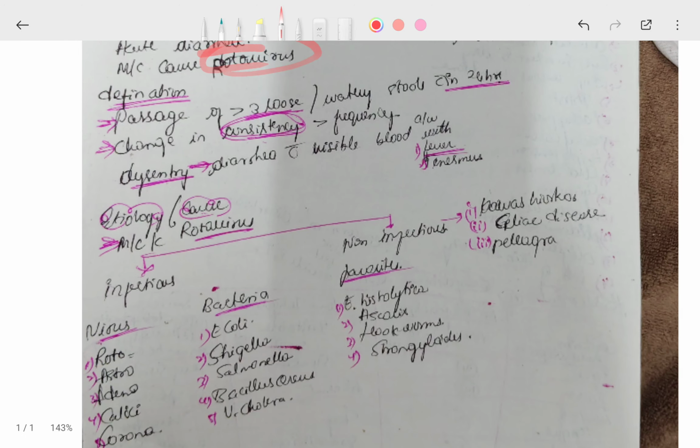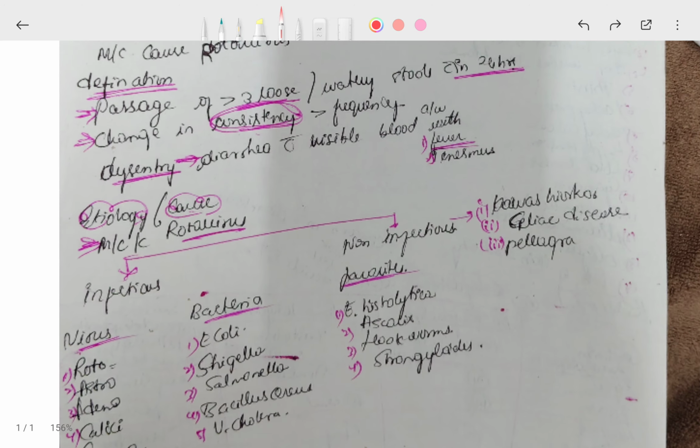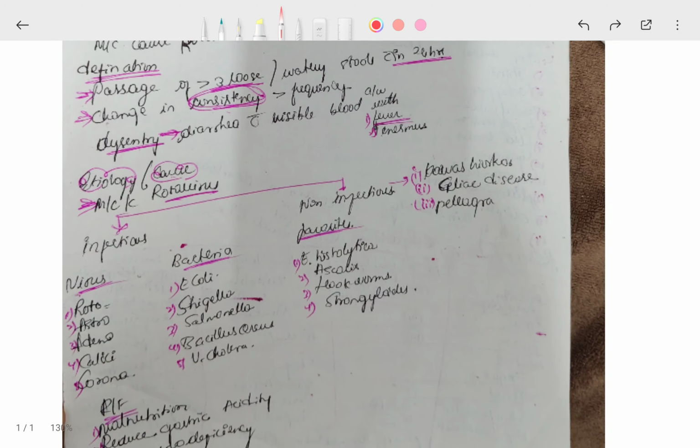Next, the definition of diarrhea: passage of more than 3 loose or watery stools in 24 hours, that is, within one day you pass 3 loose stools. Consistency is more important than frequency. Even if you're not passing 3 stools, it should be loose, watery stools. Number and frequency are not important; the important thing is consistency.